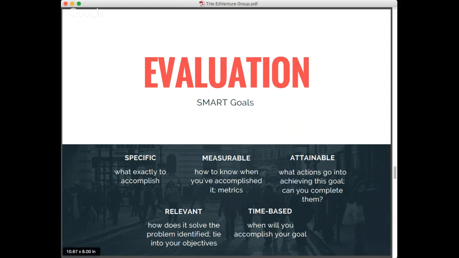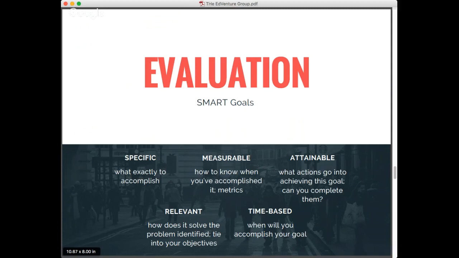I'm sure you've heard of these, but I really want to touch on them because they're going to be super important when we get to our challenge activity. So SMART: Specific. What exactly are you trying to accomplish? Just write it out. What do you want to accomplish?